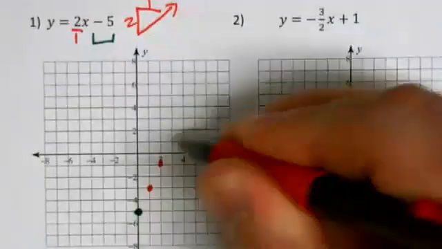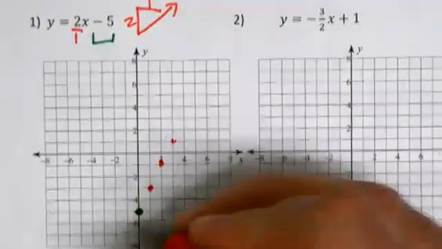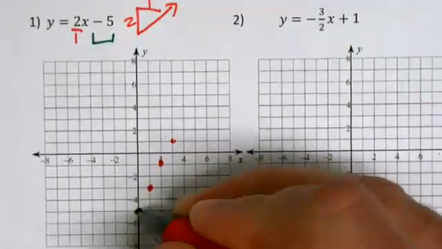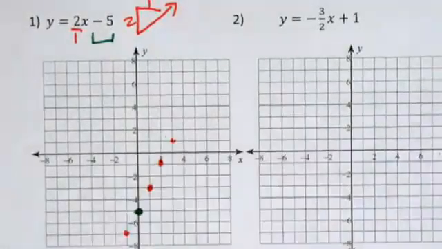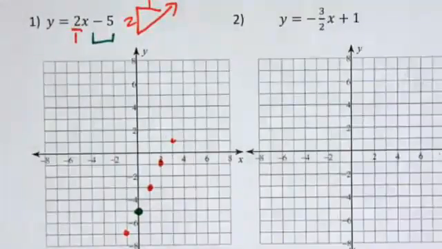Up 2 over 1, up 2 over 1. I might come back to this point and go backwards, down 2 over 1, the opposite direction. Enough points that I can kind of get a nice accurate line.